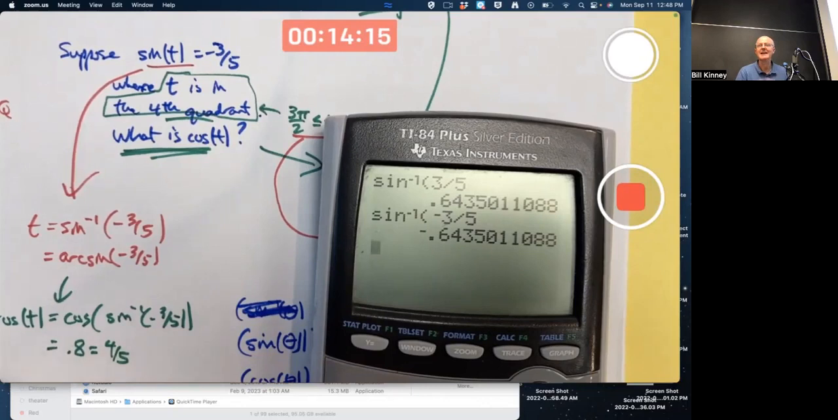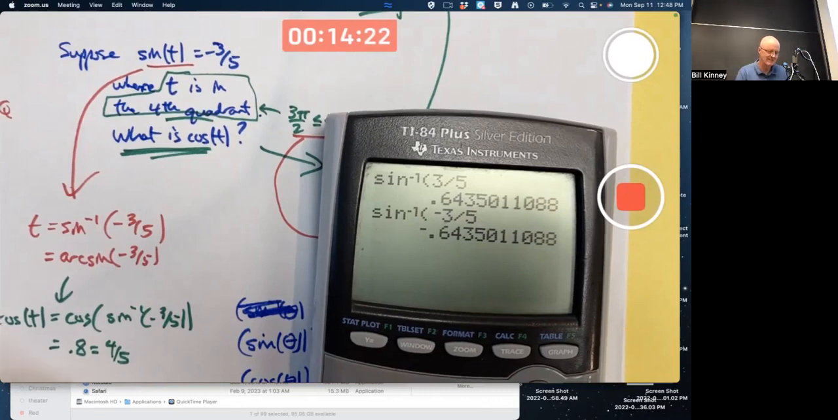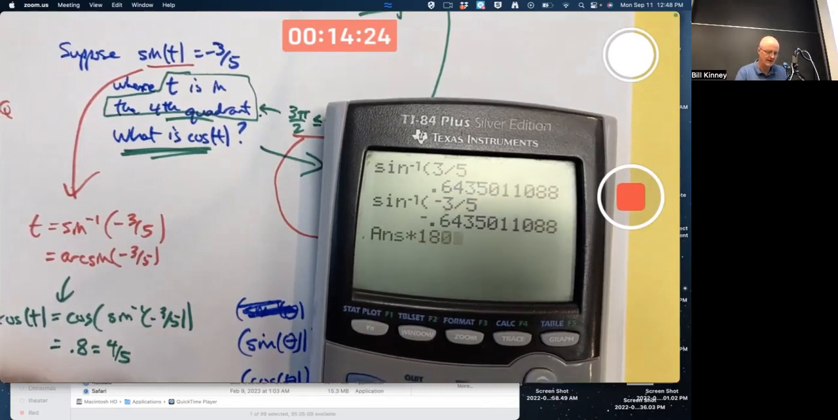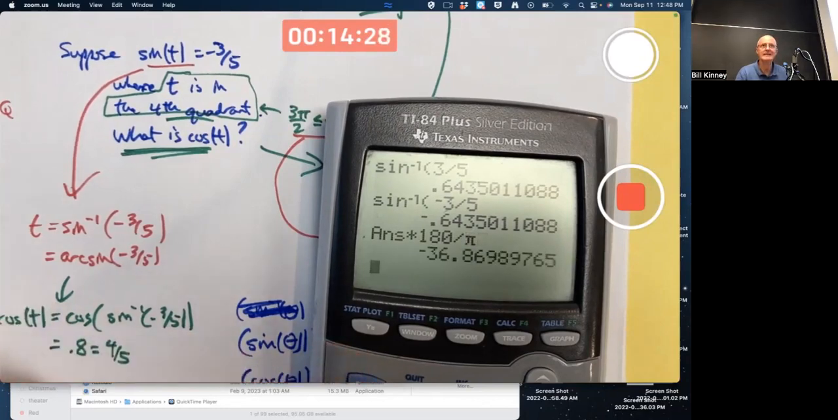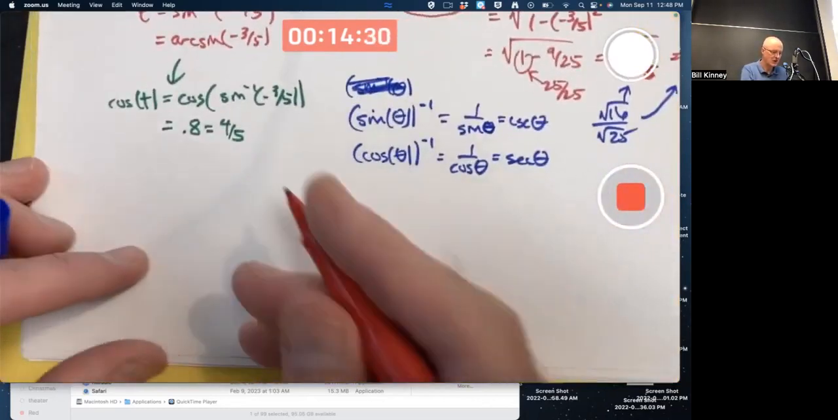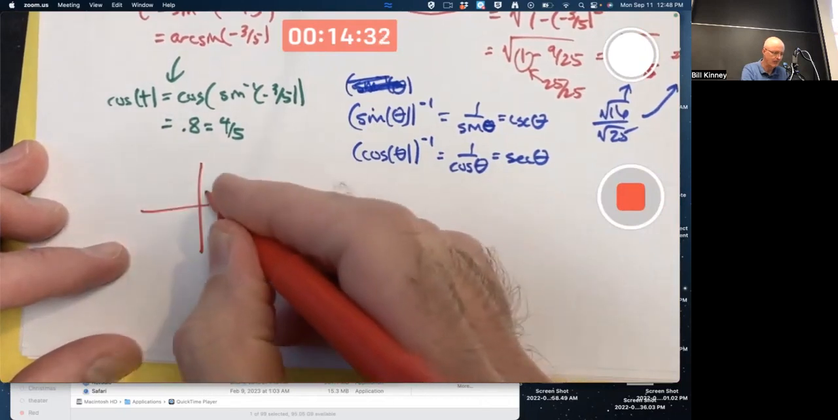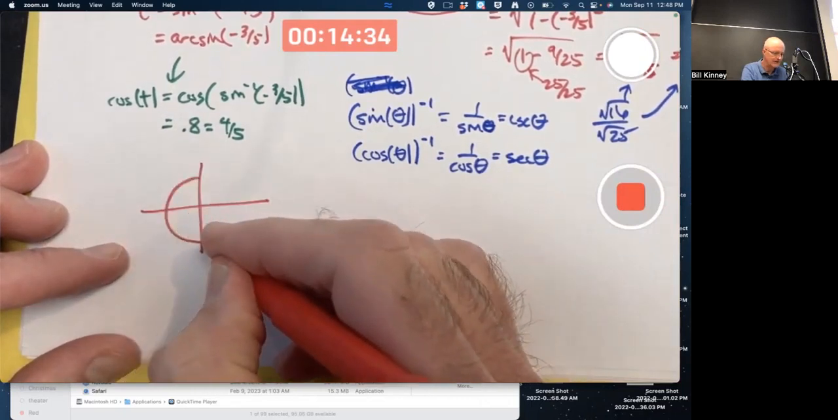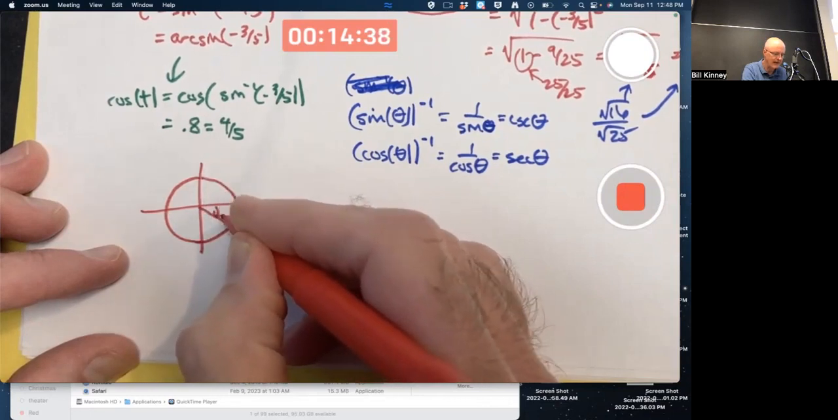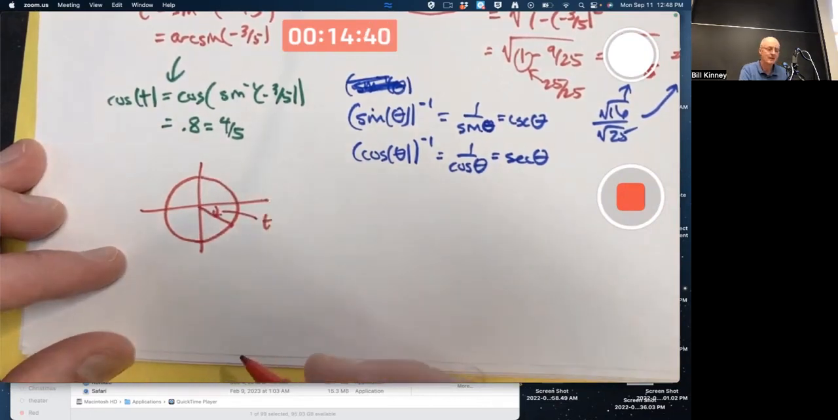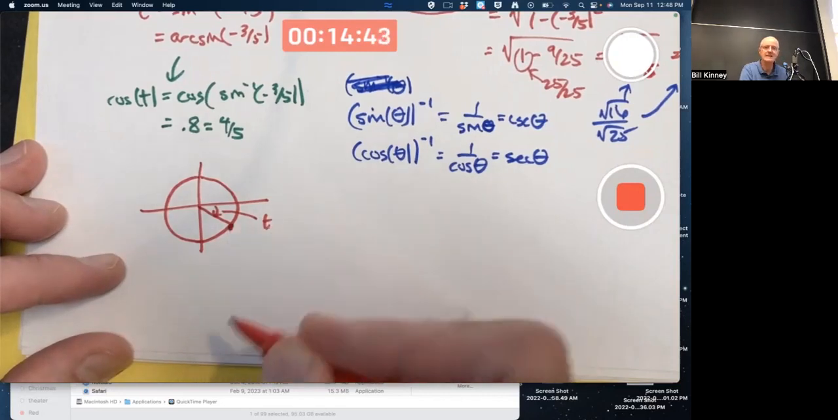-0.64 radians. That's in the ballpark of -30, -35 degrees, I think. I'll multiply it by 180 divided by pi. About -37 degrees. In a picture, the angle t is right around there. That's the angle t. And we just found its cosine is 0.8.